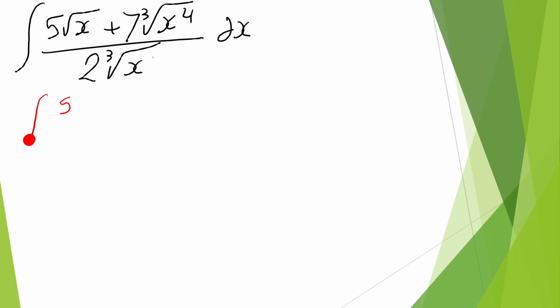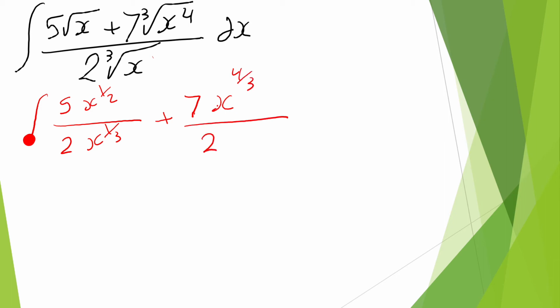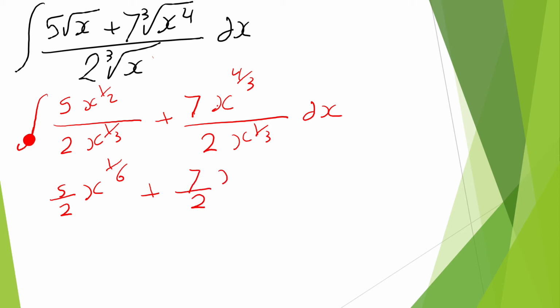So I'll do 5 x to the power of half over 2 x to the power of 1/3 plus 7 x to the power of 4 over 3 over 2 x to the power of 1/3 dx. Then I can simplify the fractions at the powers. When you divide, you minus powers. So I have 5 over 2 x to the power of 1 over 6 plus 7 over 2 x to the power of 4 over 3 minus 1 over 3. It's 1.